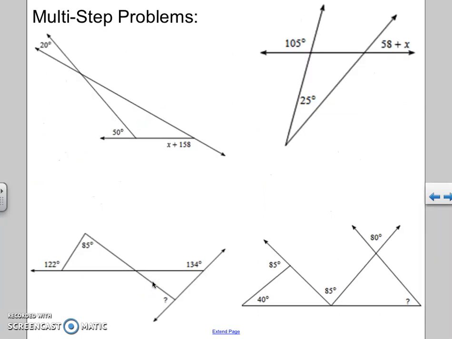Okay. All right, multi-step problems. Why don't you try these on your own and press pause, and then we are going to go over the answers, but try them on your own.